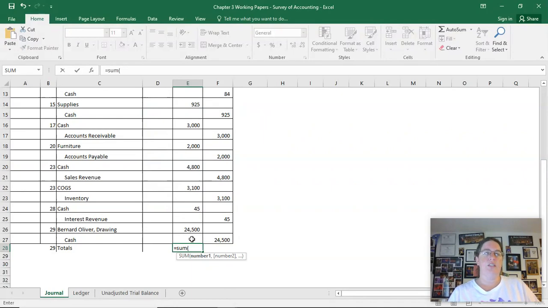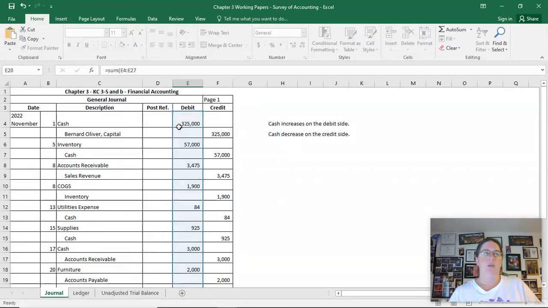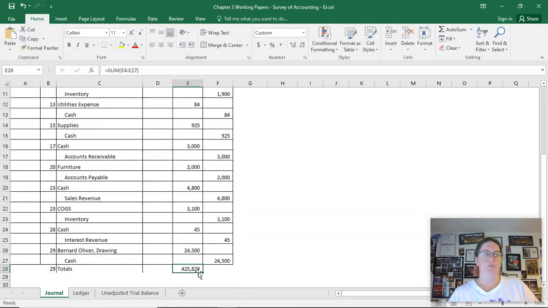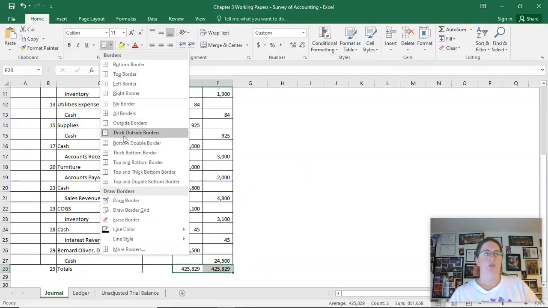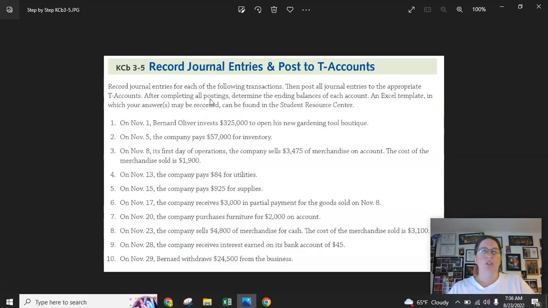So I'm going to use the Excel sum feature that we learned about in chapter 1, equals sum of, and I'm going to click and drag over the entire debit column. Then I'm going to drag that equation using that fill handle on the bottom right to the right. So this is now adding column F. If we look at our formula here, it's adding all of these numbers, and they are equal, which is what we want them to be. Okay. I'm going to put a double bottom border on this, bottom double border, to show that we've looked at it. We know that they're equal.